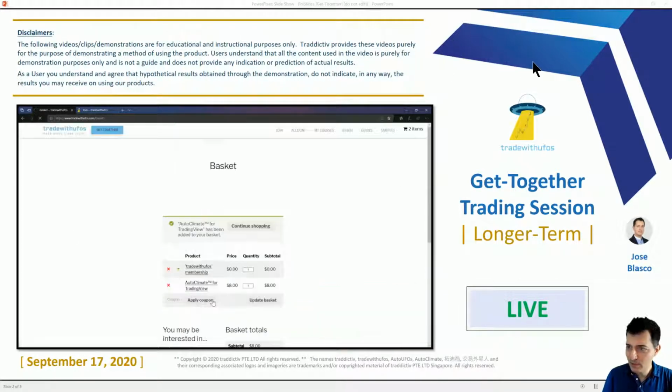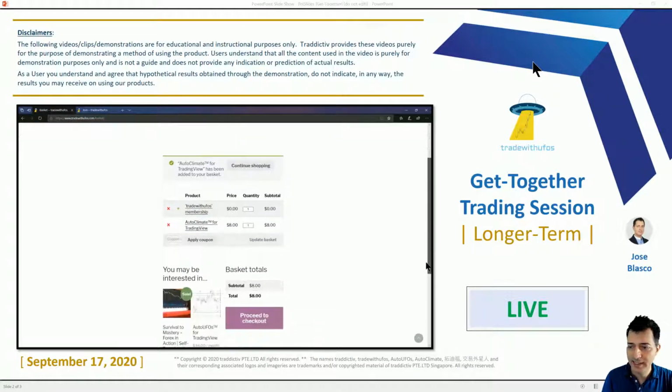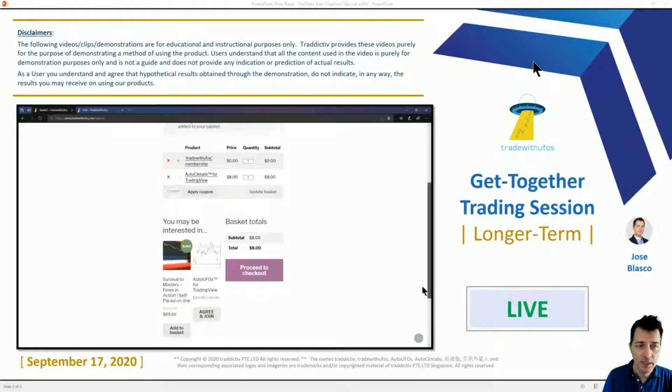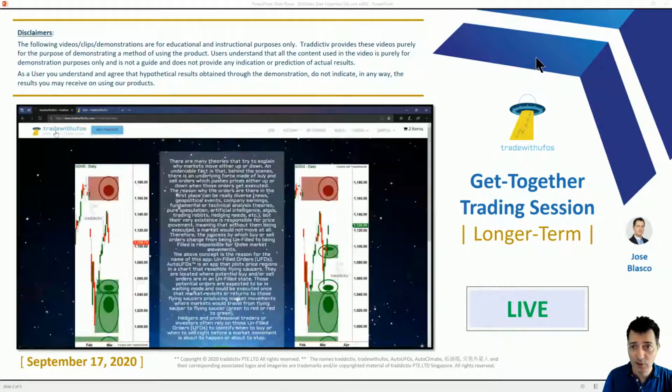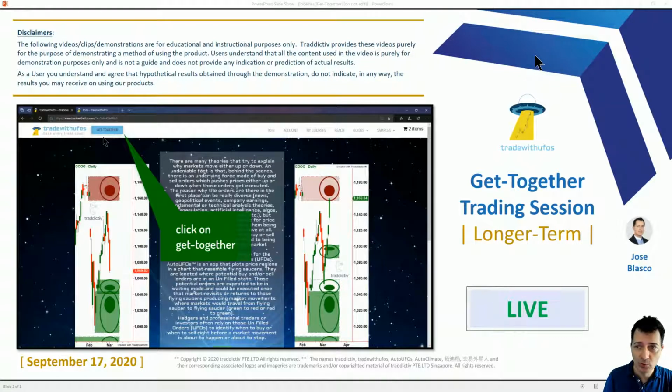So, welcome to the session, everybody. Today is September 17, 2020. We are getting together to go over some longer term opportunities in the market. So, we're going to be looking at the options markets. We're going to be looking at directional and non directional opportunities, see what the market has to offer.